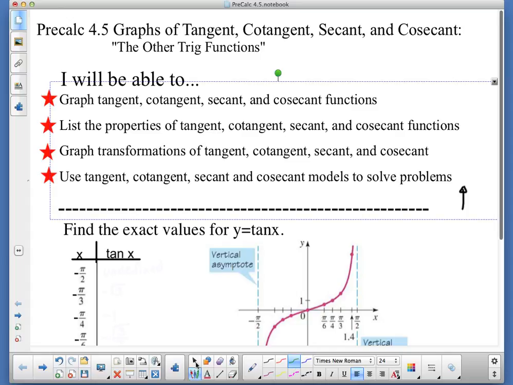Now, here's the thing. We've done secant and cosecant, and we are finishing up and doing tangent and cotangent today.